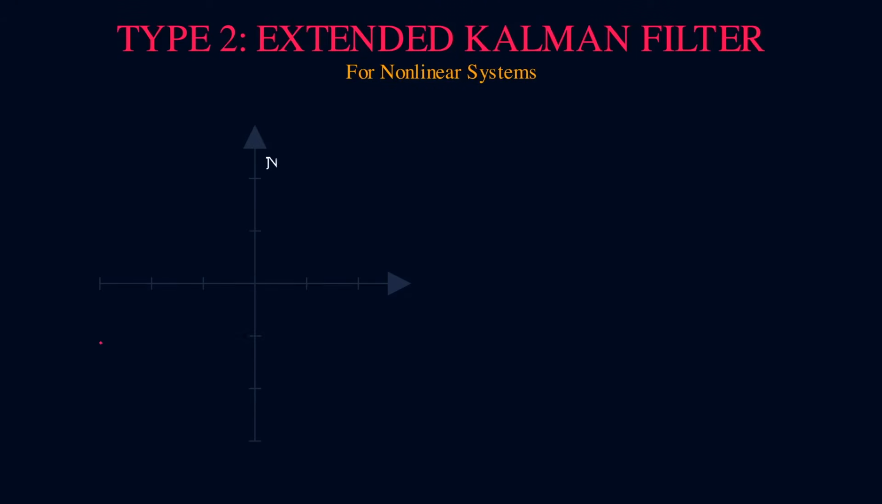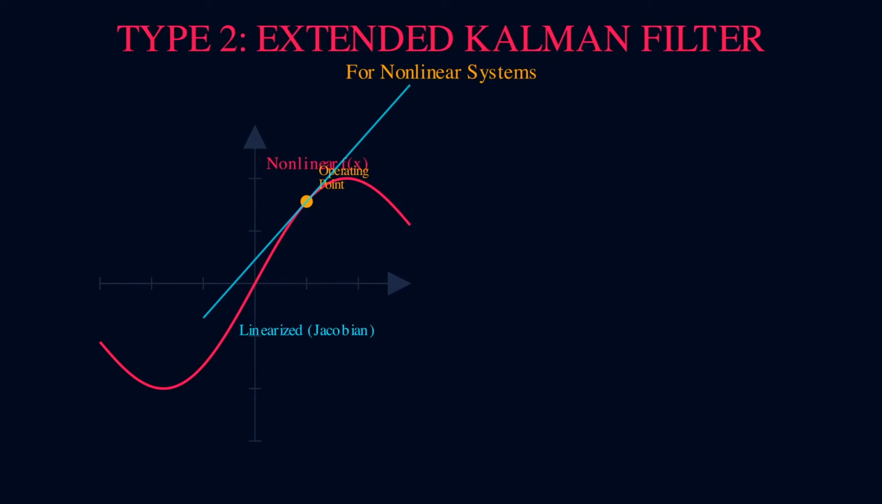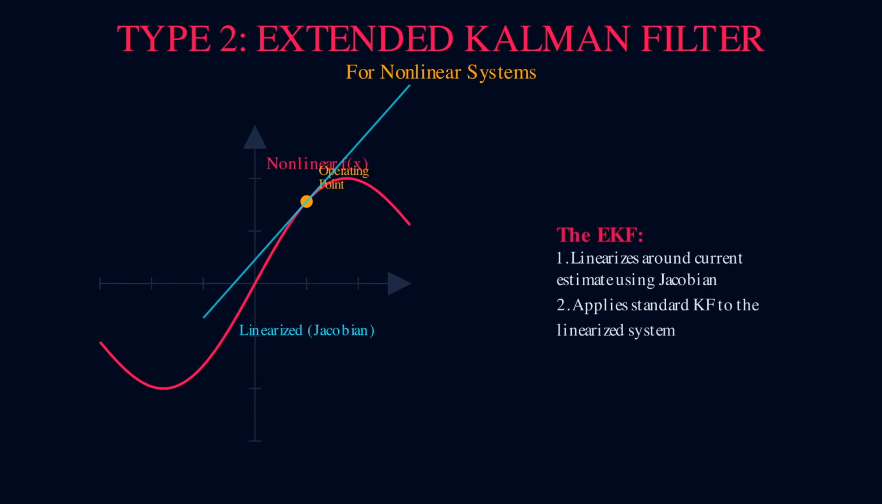But what happens when the system is nonlinear? The extended Kalman filter, or EKF, handles this by linearizing the nonlinear function at the current operating point. It computes the Jacobian, which is the partial derivative of the function, to create a local linear approximation. The pink curve represents the true nonlinear dynamics, while the cyan tangent line is the linearization. The EKF then applies the standard Kalman filter equations to this linearized system. It's an approximation, but it works remarkably well for mildly nonlinear problems.